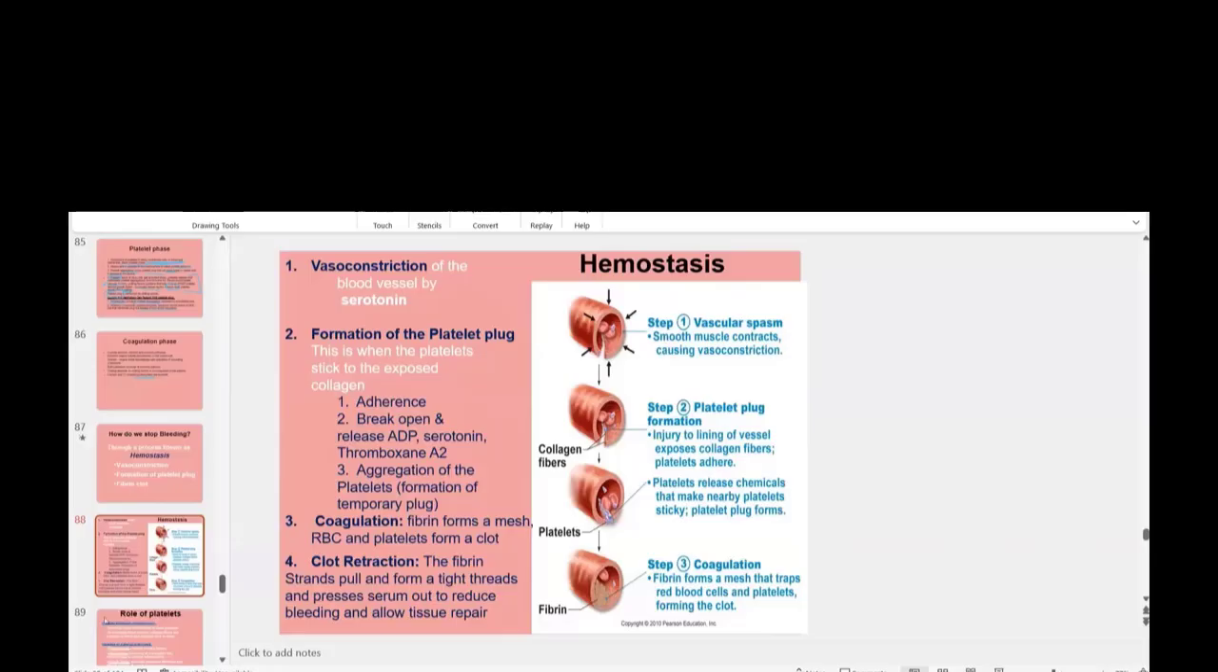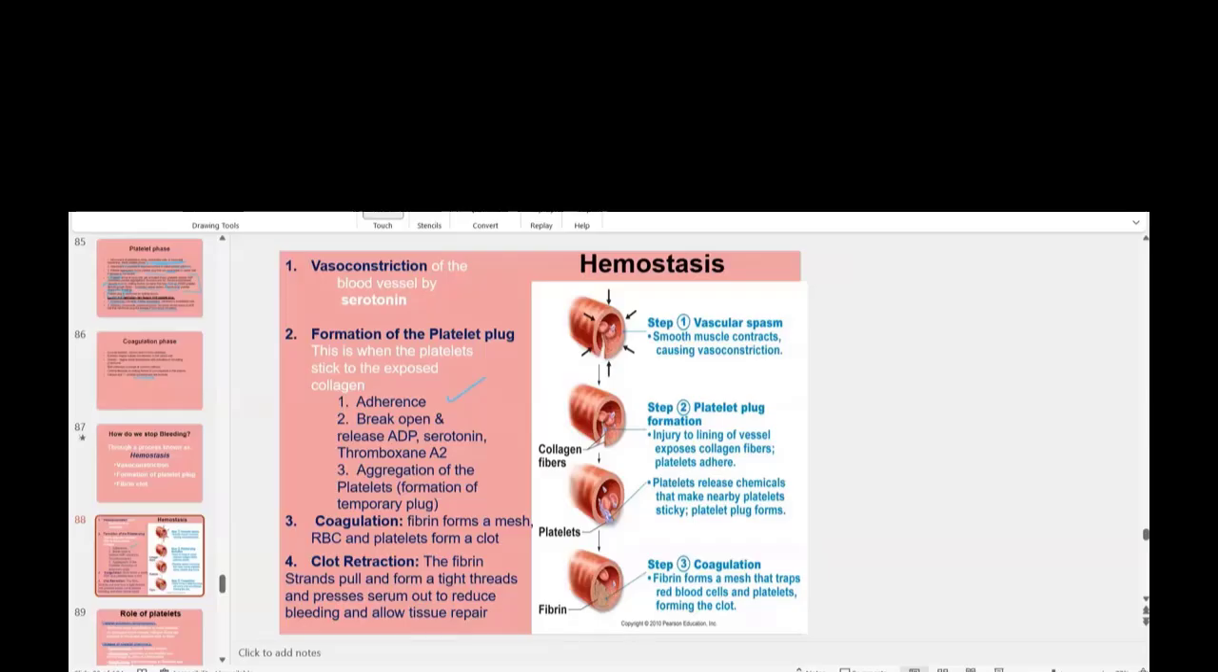So vasoconstriction of the blood vessels is done by serotonin. I explained that in stage 2. We talked about the platelet plug. I spoke about adherence. This is just a summary of all that we discussed. Platelets break open, we release ADP, thromboxane, and aggregation.